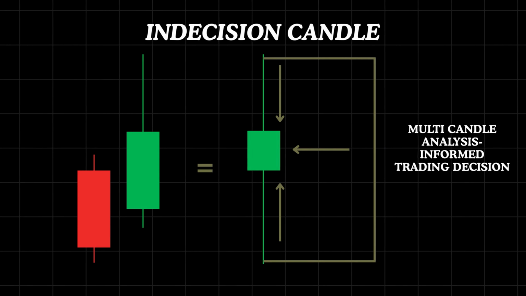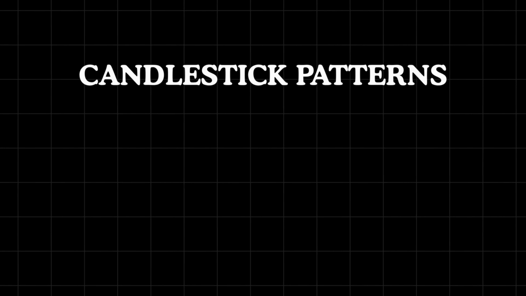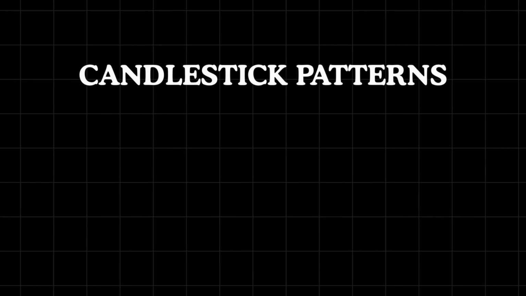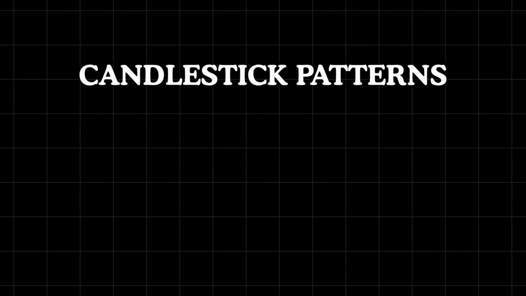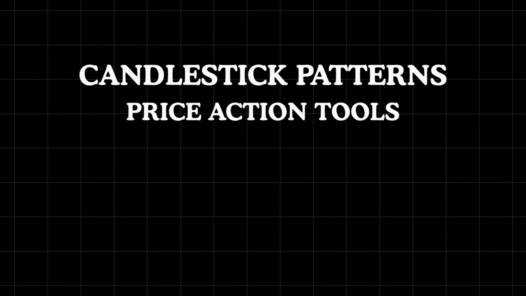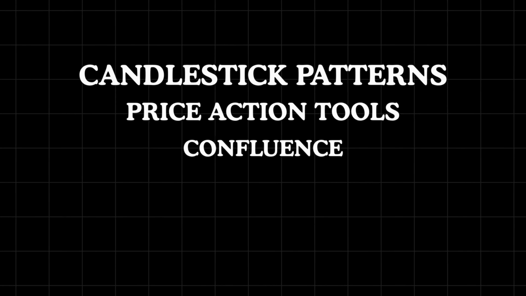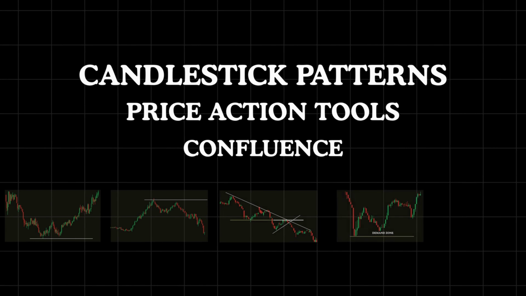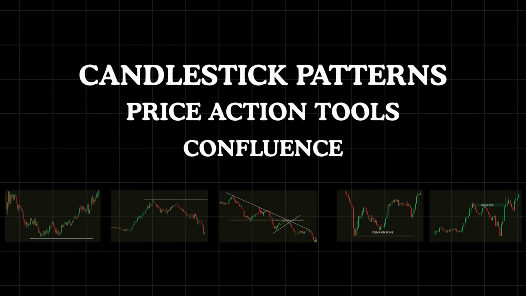Now listen carefully, we never place trades based solely on candlestick patterns. That's because candlesticks by themselves don't offer strong enough confirmation. Alongside candlestick analysis, we always give importance to other price action tools and trade using confluence. This includes elements like support and resistance, trend lines, demand and supply zones, moving averages, and more.